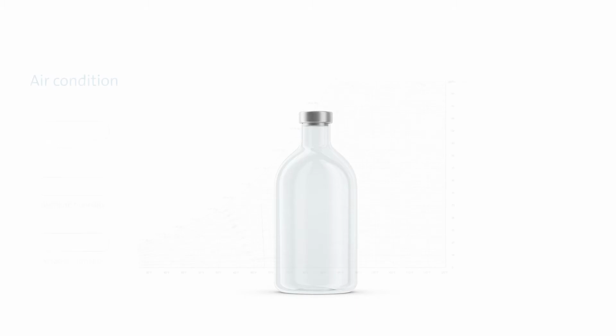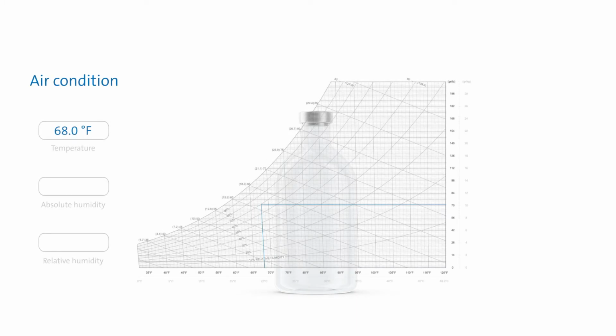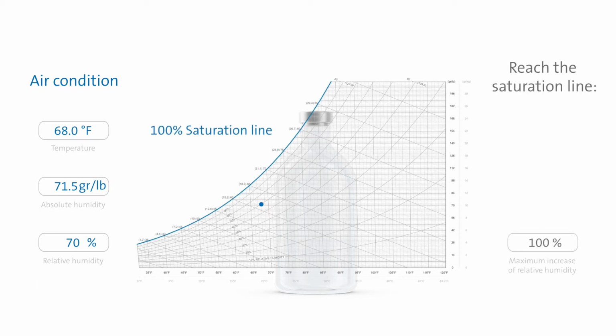Let's assume we have a flask containing air at 68 degrees Fahrenheit, 71.5 grams of water per pound of air, and 70% relative humidity. For a start, we know that the air is already very humid and can only absorb 30% more humidity. We also know that the air will reach the dew point line if absolute humidity increases by 31.4 grams of water per pound of air.